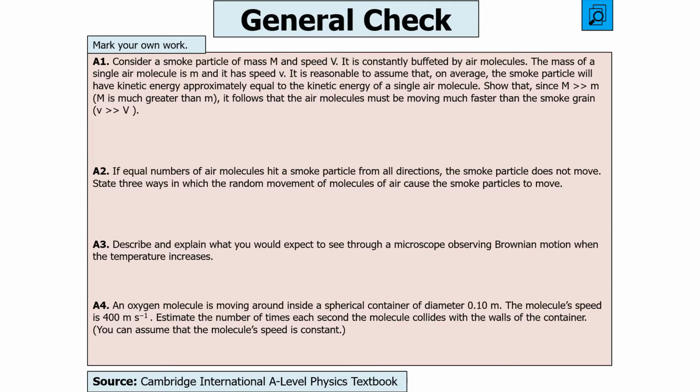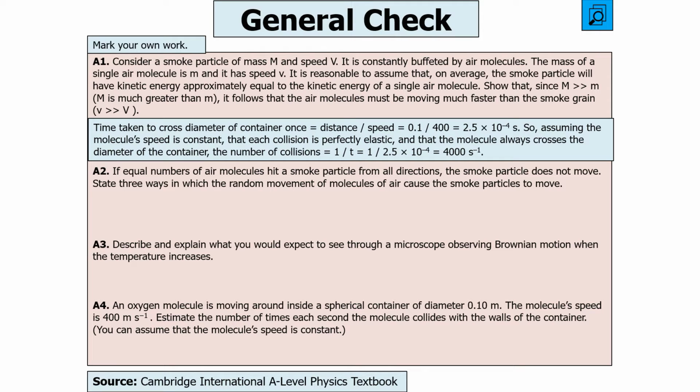Right, in this first one, the time taken to cross the diameter of the container once is distance over speed, which you can work through with the values to be roughly about 2.5 times 10 to the minus 4 seconds. So if you assume the molecule speed is constant and each collision is like that, then the number of collisions is 1 over the time, so it's 1 over 2.5 times 10 to the minus 4, so it's about 400 collisions every second.